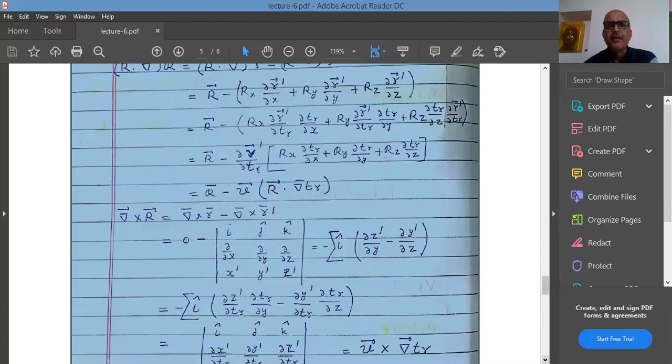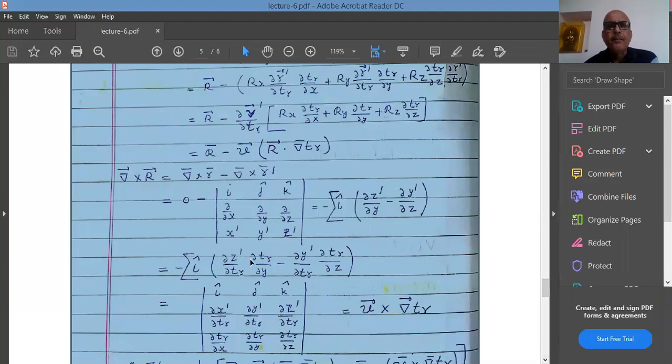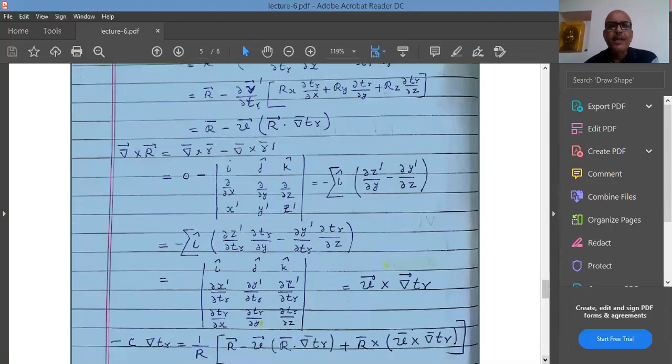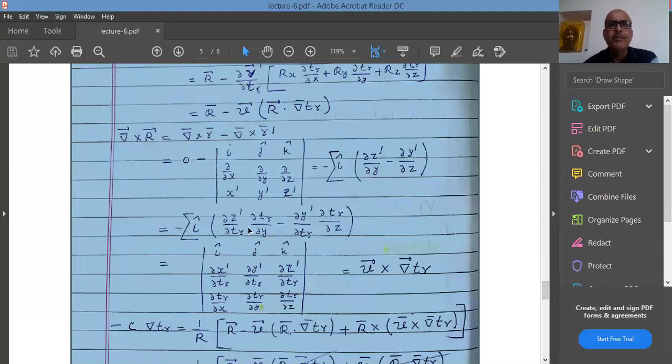Why are we doing this? Because by doing this, we now have a reasonable velocity component here, because del z' over del t_r is nothing but the z component of the velocity at the retarded position. Similarly, this is the y component of the velocity at the retarded position. So this entire thing can be written as v cross gradient of t_r. I have made use of the first term here to write down this v cross gradient of t_r. So you check, i, j, k will appear.